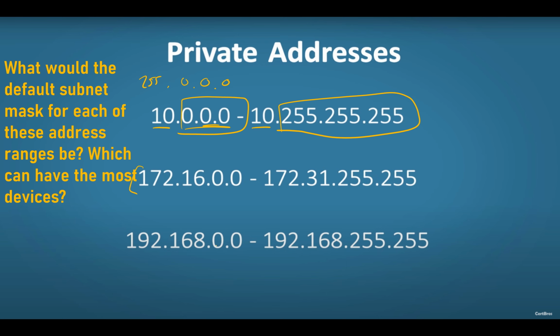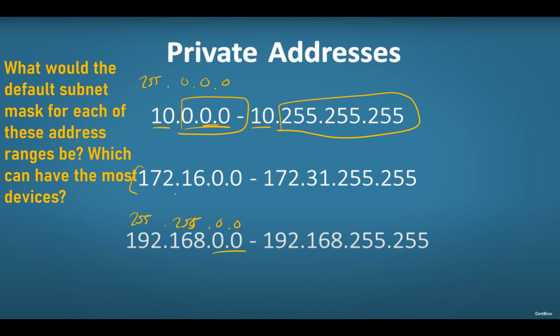Then if we look at the last one, we can use the same technique. Here the first two groups are staying the same, 192.168, and the last two groups are changing. Therefore the subnet mask is going to be 255.255.0.0. Hopefully that makes sense.